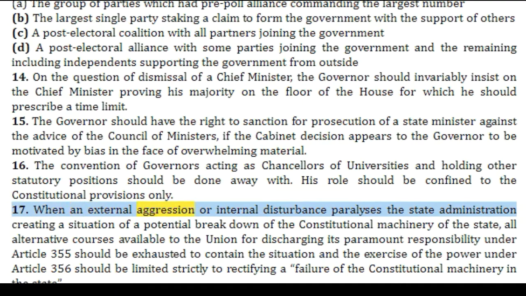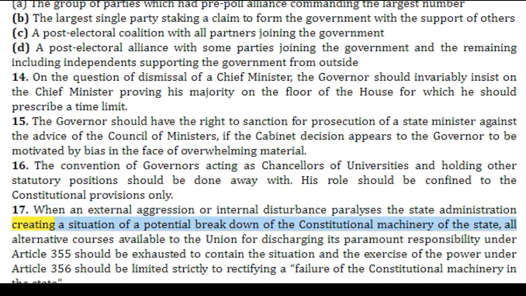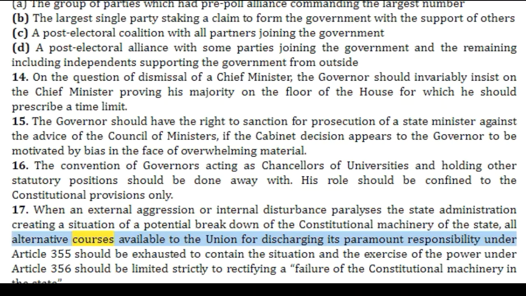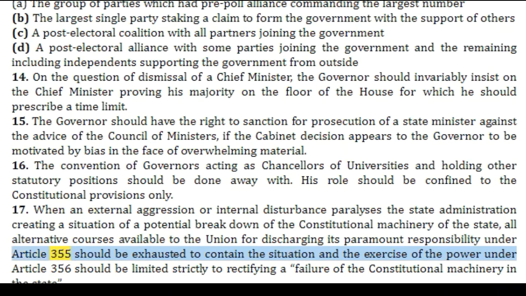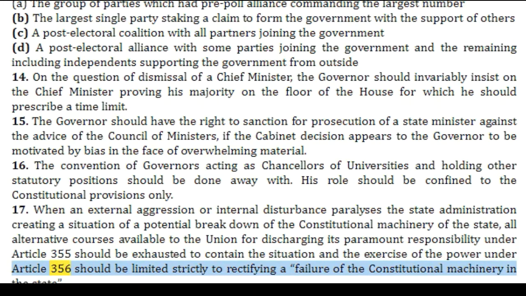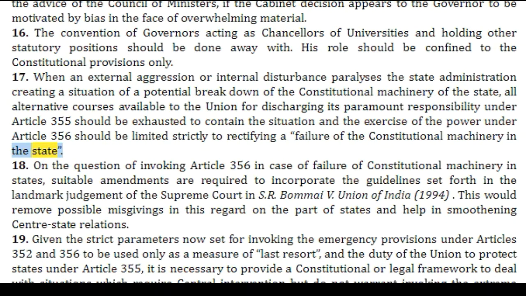17. When an external aggression or internal disturbance paralyzes the state administration, creating a situation of a potential breakdown of the constitutional machinery of the state, all alternative courses available to the Union for discharging its paramount responsibility under Article 355 should be exhausted to contain the situation, and the exercise of the power under Article 356 should be limited strictly to rectifying a failure of the constitutional machinery in the state.